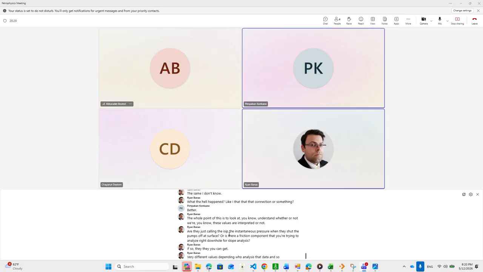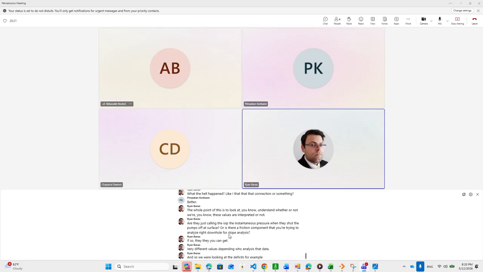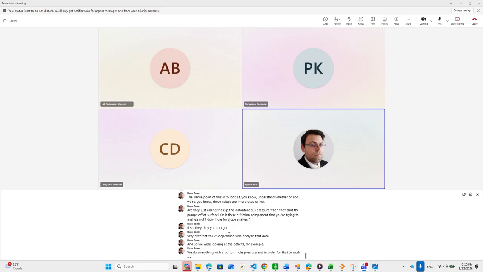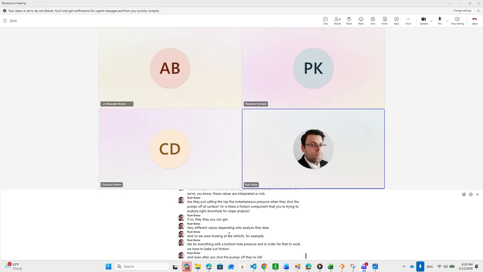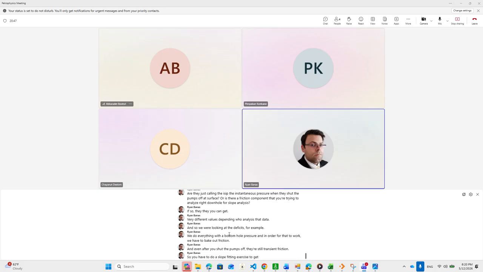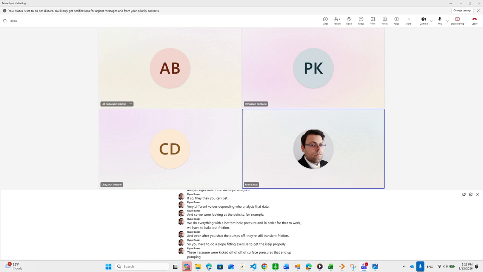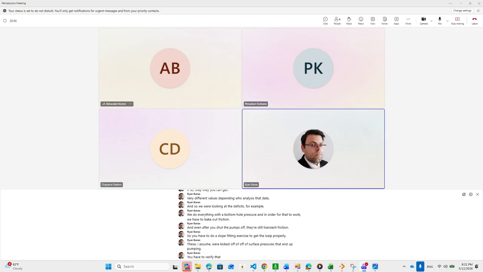And so when we were looking at the DFITs, for example, we do everything with a bottom hole pressure. And in order for that to work, we have to take out friction. And even after you shut the pumps off, there's still transient friction. So you have to do a slope fitting exercise to get the ISIP properly. These, I assume, were picked off of surface pressures that end up pumping. But we have to verify that, make sure that they're correct.